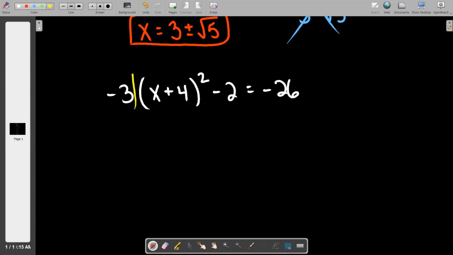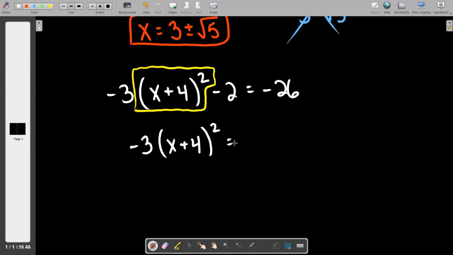Remember the gold box, this funny shaped box thing is our priority. I'm saying to myself, I need to get you by yourself because I can't do that fancy square root thing until you are isolated. So who ought to go first? That -2 is always the one we're going to get rid of first. We've been hanging around each other long enough to know that that -3 can just wait his turn. So first thing we're going to do is add 2 to both sides. And that's going to get us -3 times the thing we're trying to get by itself equals, and again, we can't make mistakes on this. What is -26 plus 2? It is -24.